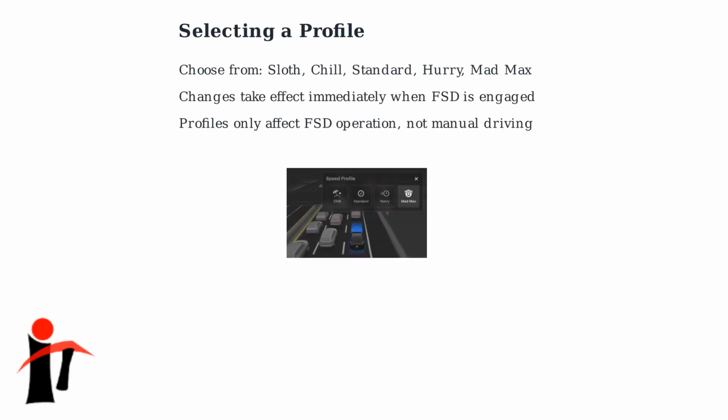Once in the Speed Profiles menu, select the profile you want to use from the available options: Sloth, Chill, Standard, Hurry, or Mad Max. The change takes effect immediately when Full Self-Driving is engaged. Remember, these profiles only affect autonomous operation, not manual driving.